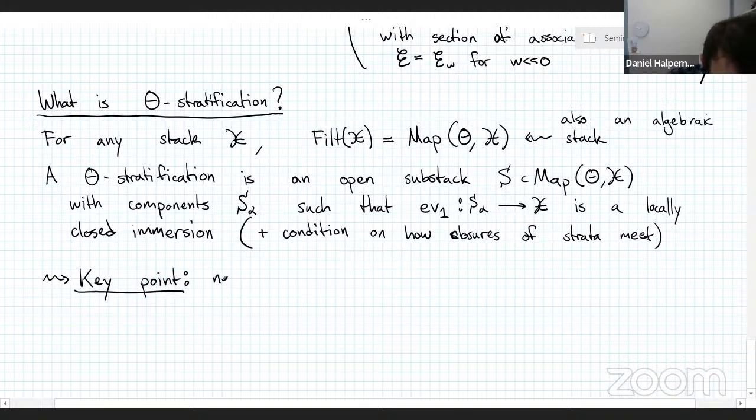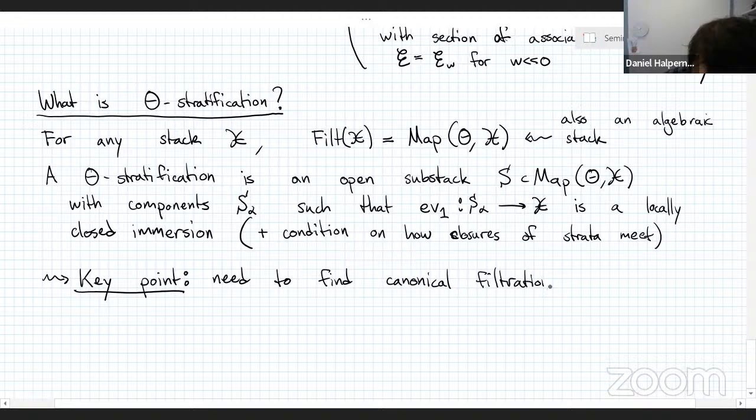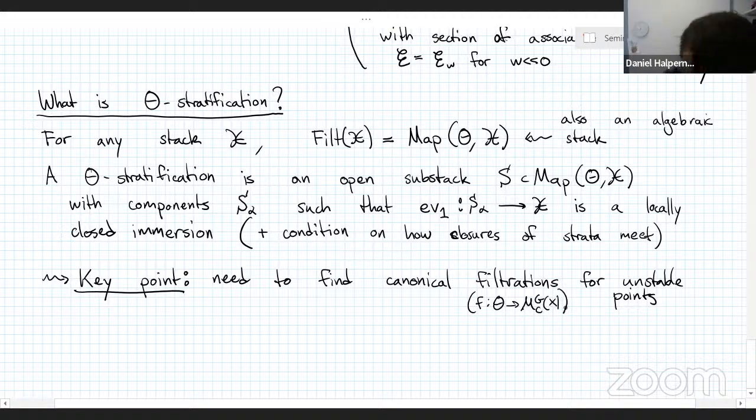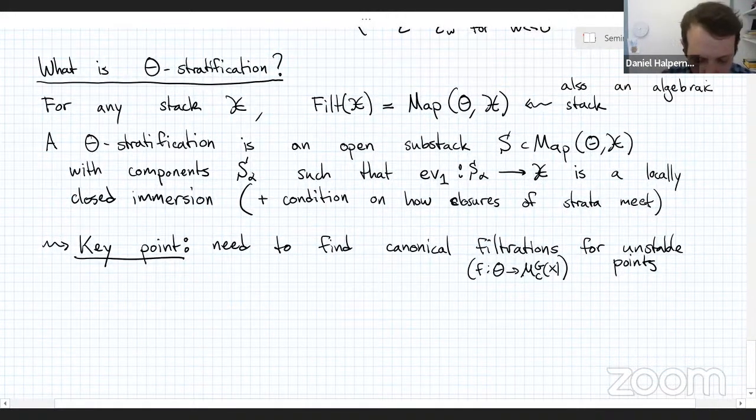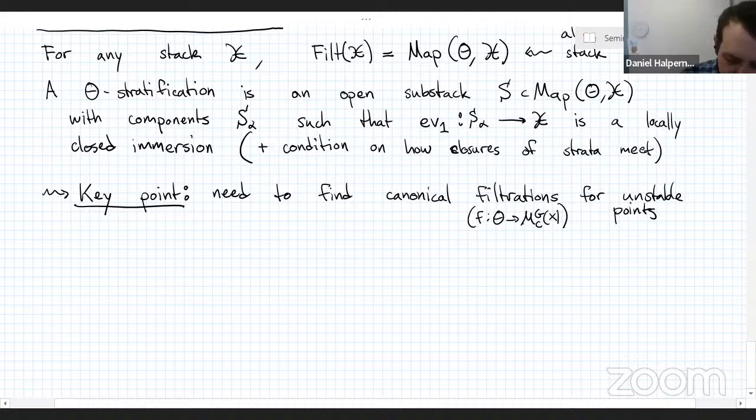is that you need to find sort of canonical maps for unstable points. And a filtration now is just a map from Theta to X, or in our case, Map(Theta, X), for unstable points. Okay, so how do you actually specify this?